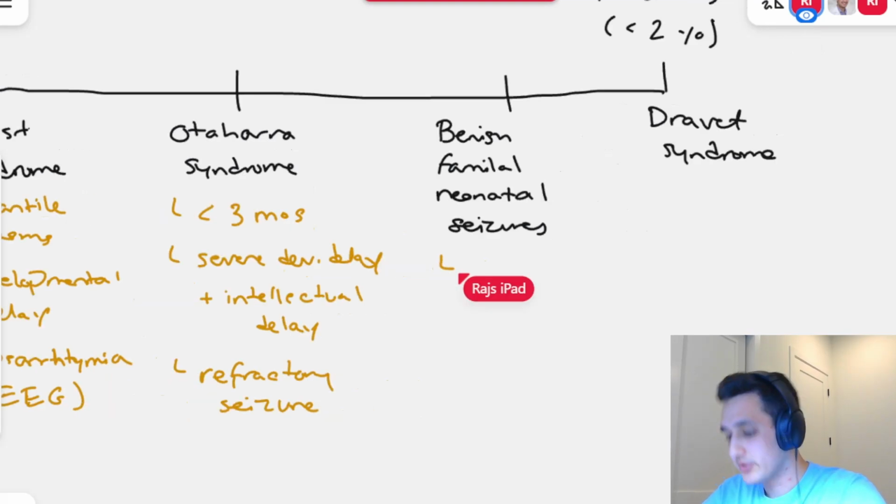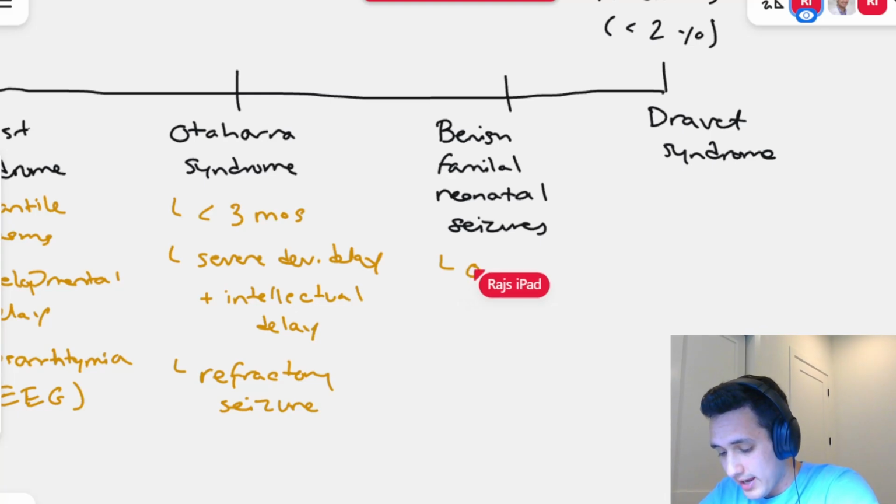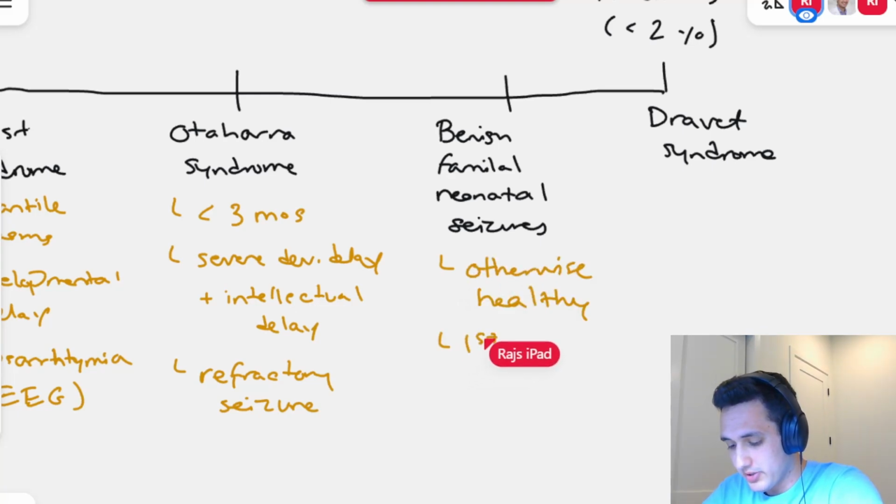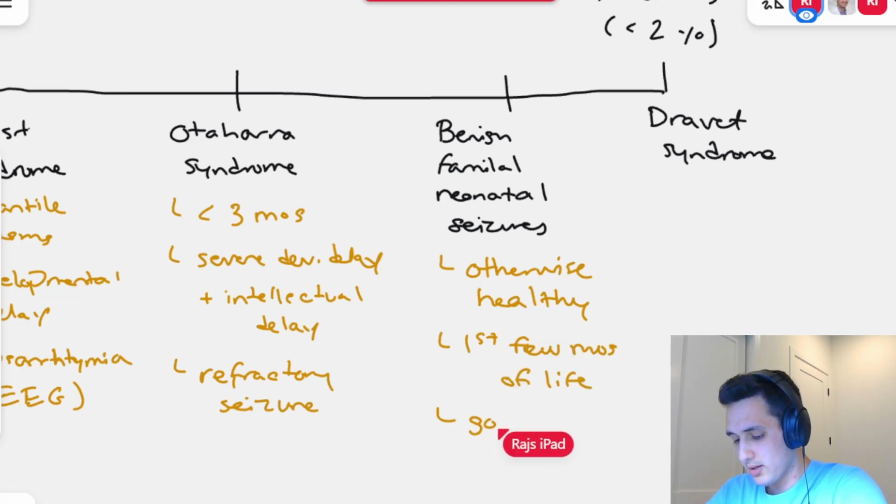Benign familial neonatal seizures present in an otherwise healthy infant. These also present within the first few months of life, and they actually go away by 1 to 2 years of age.